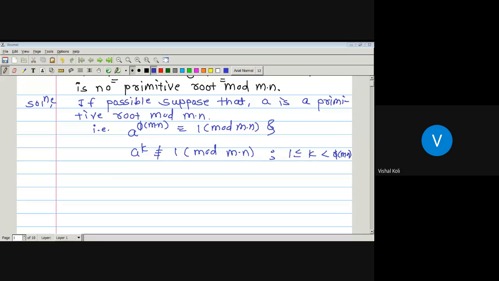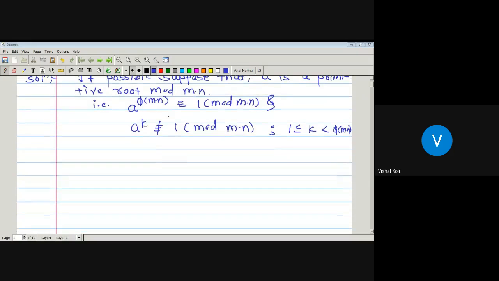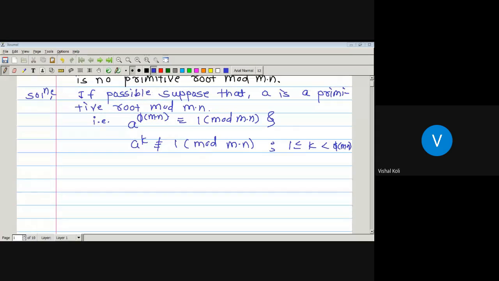As we have taken a is a primitive root modulo mn, then a to the power φ(mn) is congruent to 1 modulo mn, and a to the power k is not congruent to 1 modulo mn whenever k lies between 1 and n, which is less than φ(mn). Now as a is a primitive root modulo mn, which implies a has order φ(mn) modulo mn.